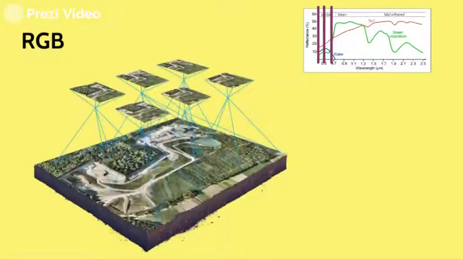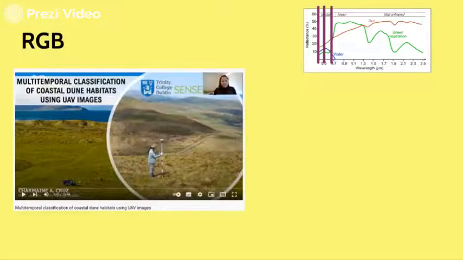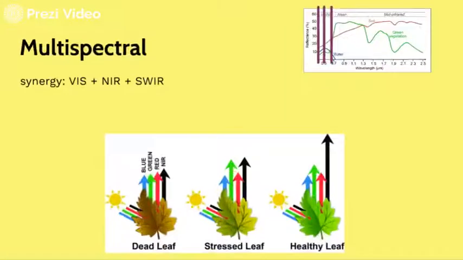RGB uses already three bands, red, green, and blue, and can also be used to create a point cloud with the structure from motion or photogrammetry technique. Further usages are described by Sharmani and by Milica in the Senseco webinars.